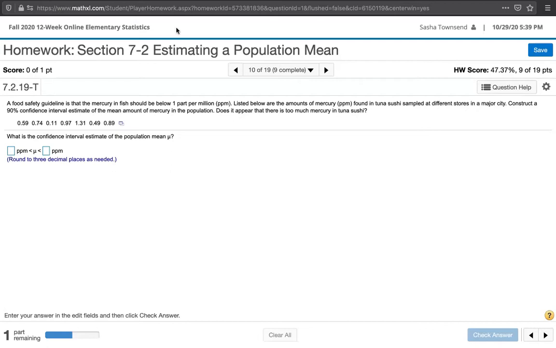So we've got a few data values: 1, 2, 3, 4, 5, 6, 7 data values. And we're asked to construct a confidence interval estimate of the population mean. In order to do this, I'm going to show you how to do this first on my piece of paper, and then I'll show you how to do it in Excel. So let's do this on paper first.